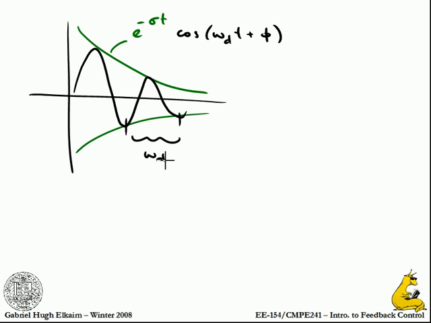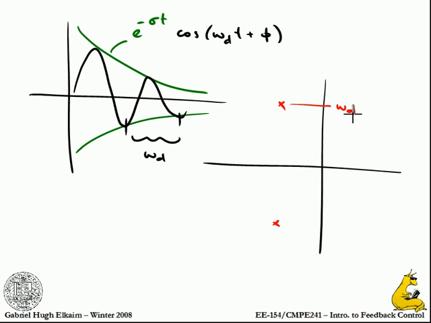This is omega d. If I put this on the real and imaginary axes, I'm going to have my complex conjugate pair. That is omega d, and that is sigma. This is omega n, and this angle is arcsine of zeta. Now, the damped frequency, what it actually oscillates at, is omega d. Why are we so concerned then with omega n?